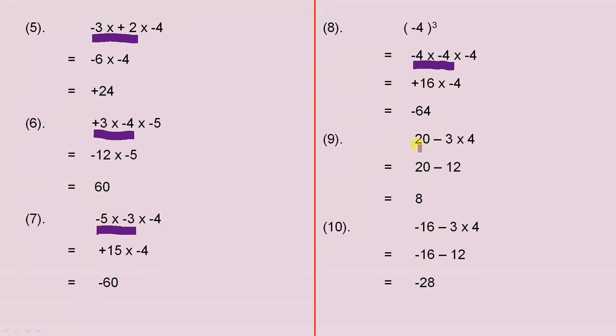Next example, this is to do with order of operations. So we have to do this part first. So 3 4s are 12. 20 take away 12 gives us 8.